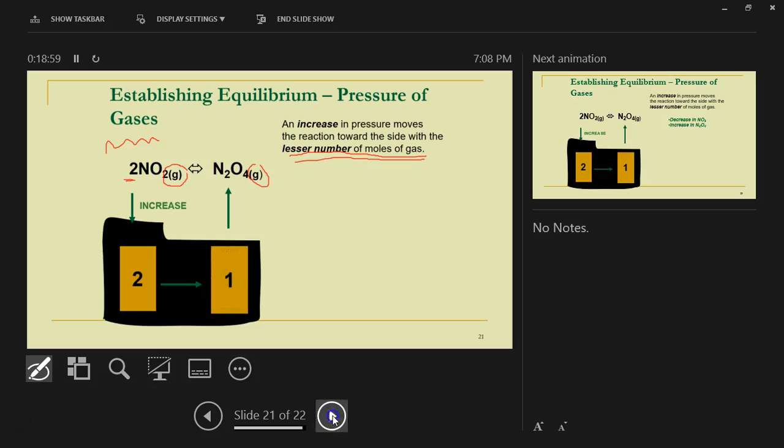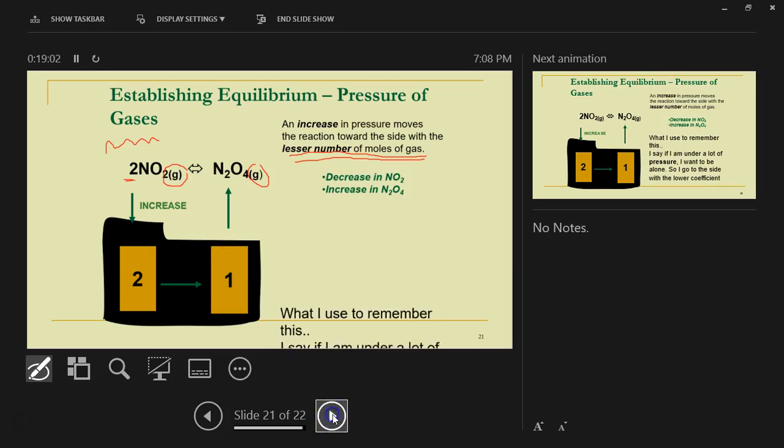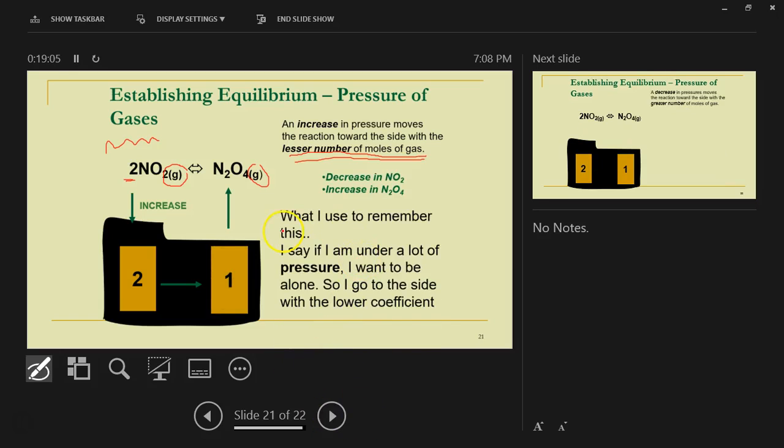reactants. The way I remember this is after I've balanced my equation, I use this tool to remember for myself. If I'm under a lot of pressure, somebody's yelling at me, I'm getting in trouble, I don't want to be around a whole bunch of people. So if I have my two reactions here, I've got my two sides of the reaction. This side of the reaction has two people on it. And this side of the reaction only has one guy on it. So which side do I want to be on? The side that has two or the side that has one? So the side over here has two and this side has 1 mole.